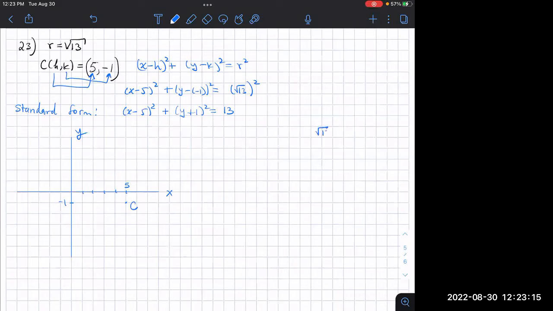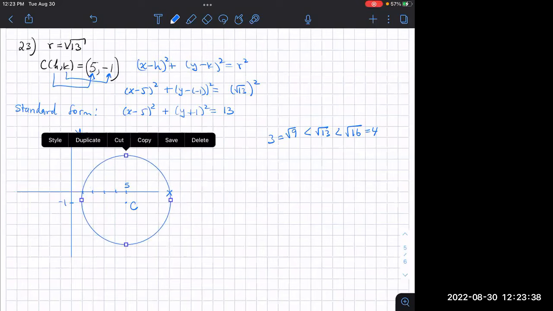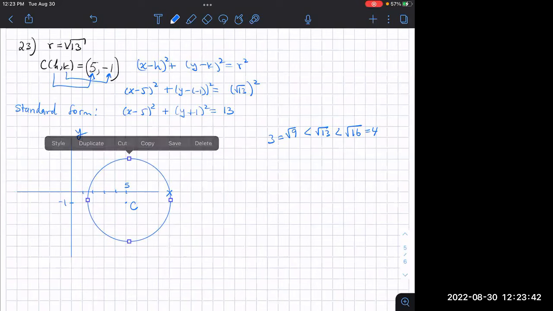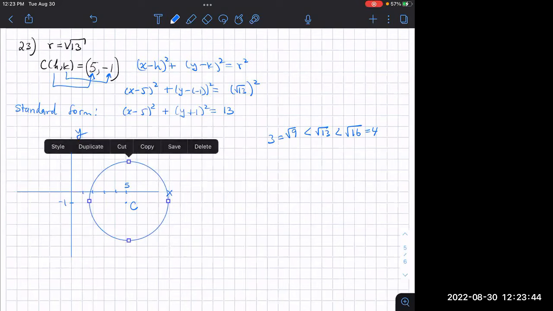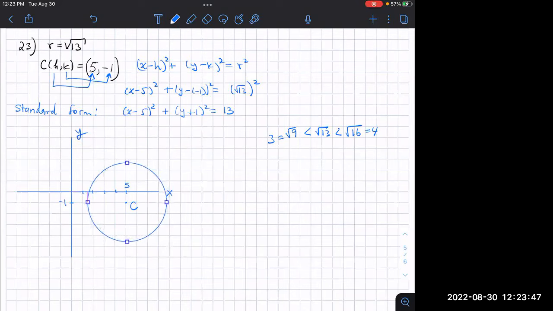Radius square root of 13. Let's see, square root of 13 is between, I look for perfect squares. 4 is 16, and 3 squared is 9. So it's between 3 and 4. So I draw a circle. The center is there, and between 3 and 4. 1, 2, 3. Let's make it a tiny bit smaller.